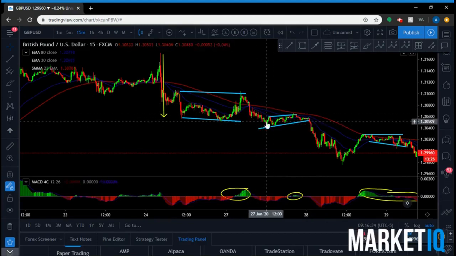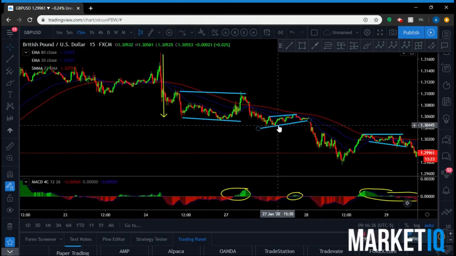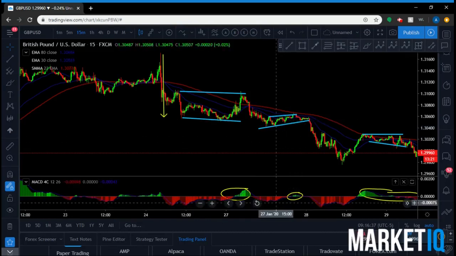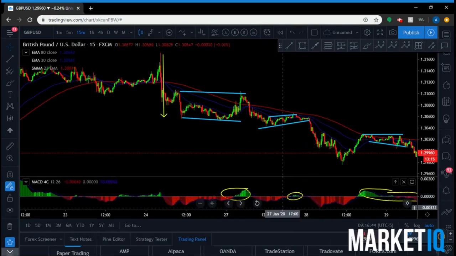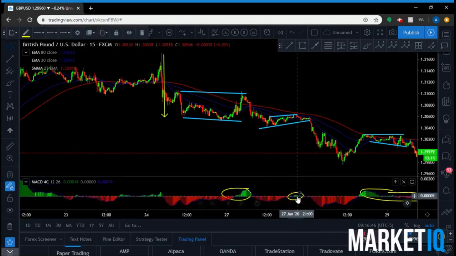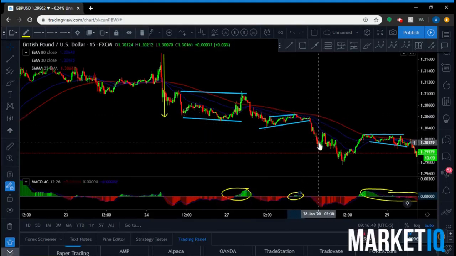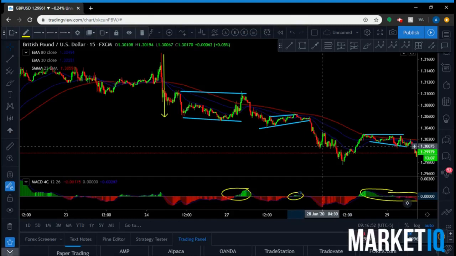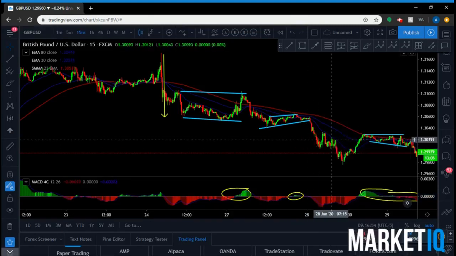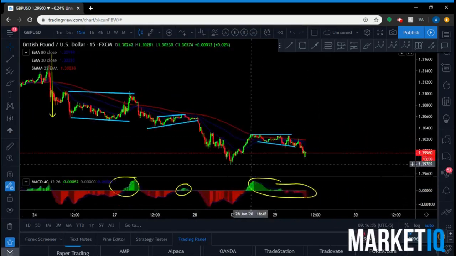Okay, so we got this tiny impulse here, and then we got our correction, as you can see, because the histogram crossed under the signal line. Our next signal to enter was right here because of this and because of this. Boom, we got that. We got another mini correction right here, and price continued from that.